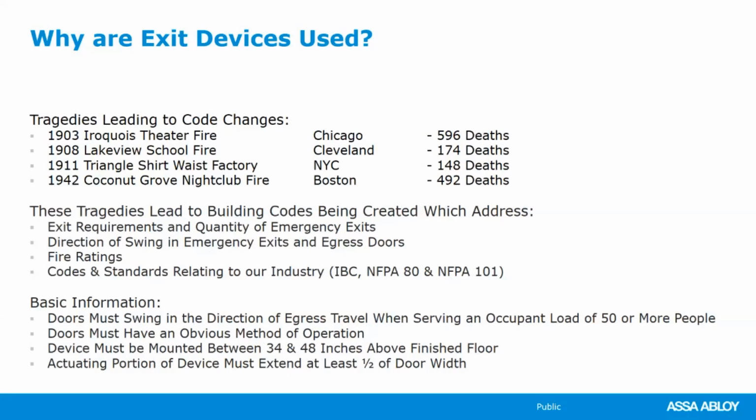You have to have a certain number of exits based on the number of occupants in the building. The direction of swing for emergency exits and egress doors: no longer can you have those doors swing in. In an emergency, people would pile against those doors and the doors couldn't be opened. Fire ratings. There are different fire ratings based on location of the door and where those things are used.